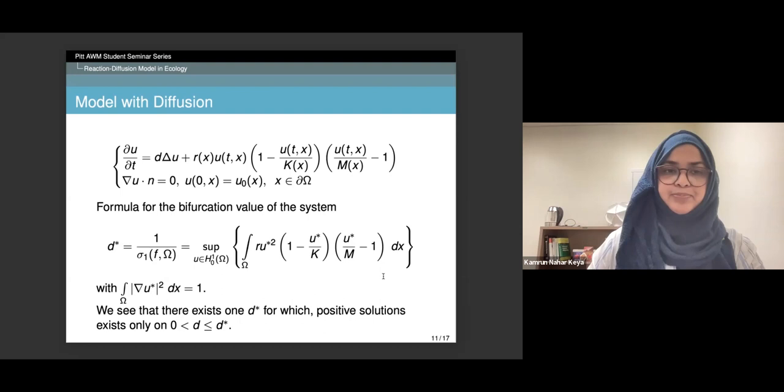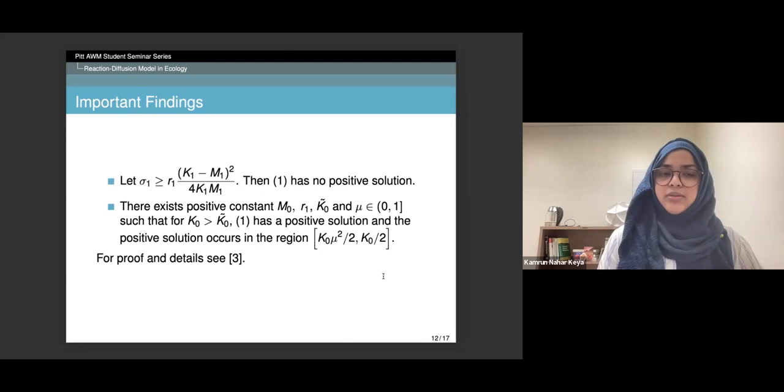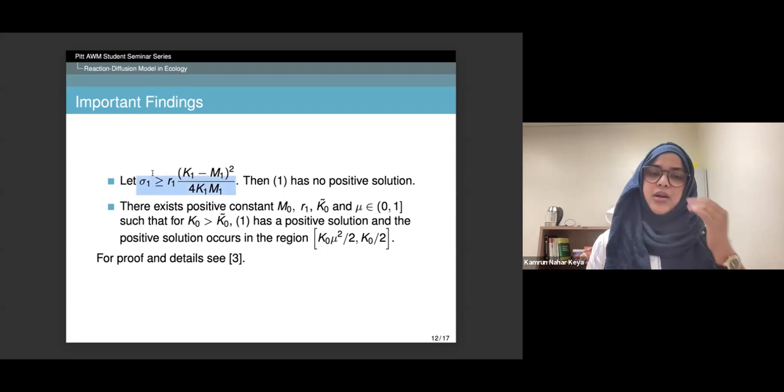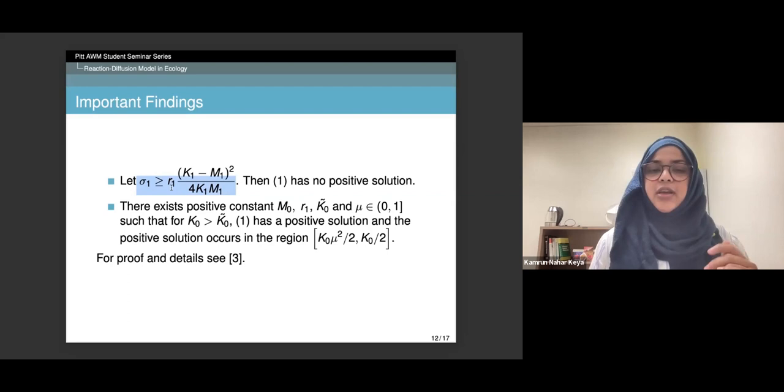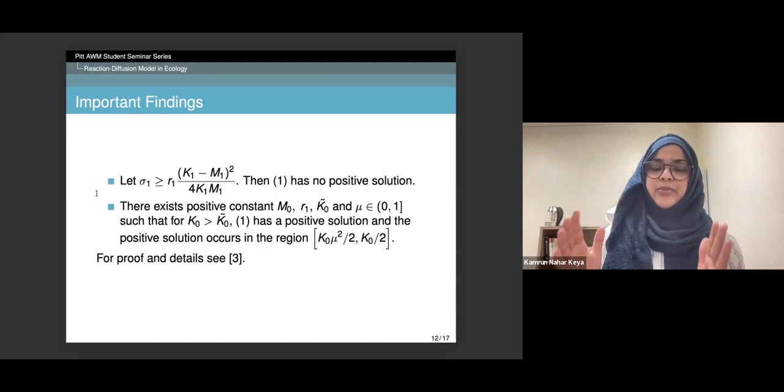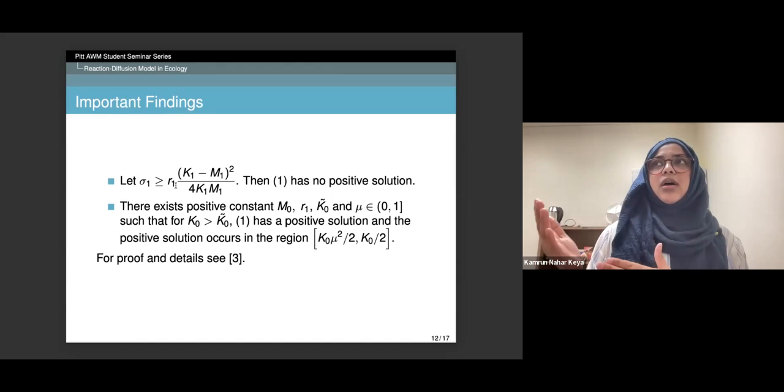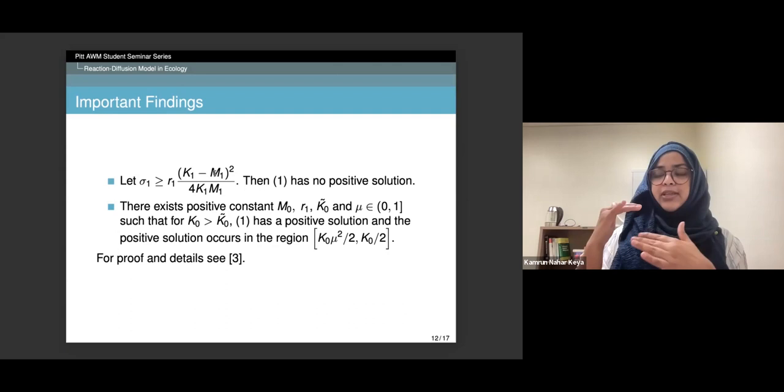These are the two important findings we have found. The first one is regarding the bifurcation value. Sigma one was the reciprocal of the diffusion coefficient. In the model, there will be some growth rate R1, which will be the maximum growth rate of the growth function given. Similarly, K1 will be the maximum carrying capacity of the environment, and M1 will be the maximum sparse density that could be.